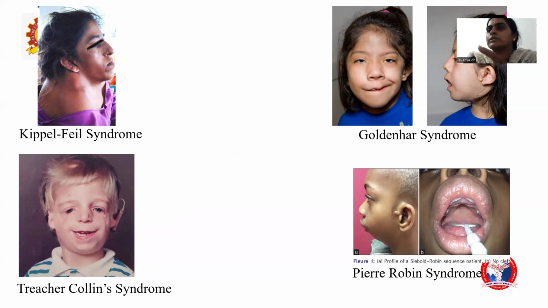Goldenhar syndrome, where there is mandibular hypoplasia, and auricular and ocular defects will be there. Treacher Collins syndrome, there is mandibular hypoplasia and cleft lip, cleft palate, overriding of the dentition. Pierre Robin syndrome, there will be mandibular hypoplasia with prognathism and occasionally it is associated with cleft palate. So these are all some of the airway difficulties which need to be addressed.